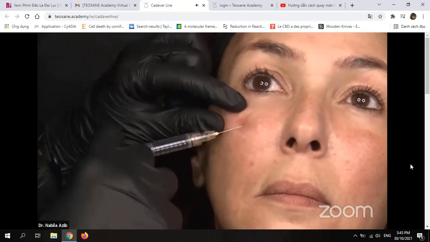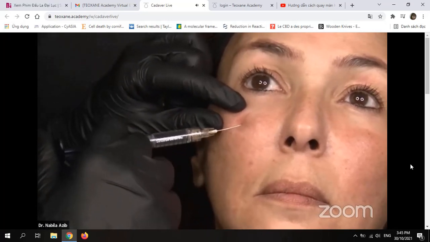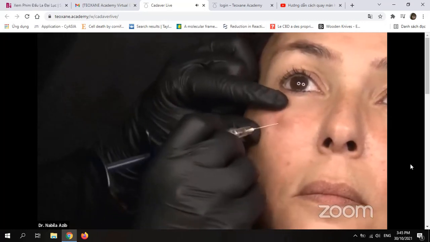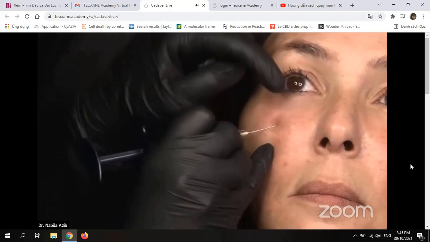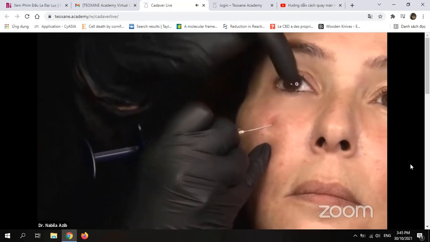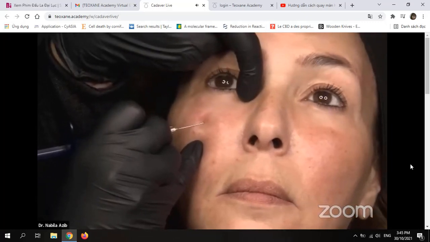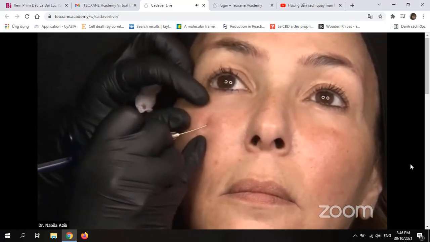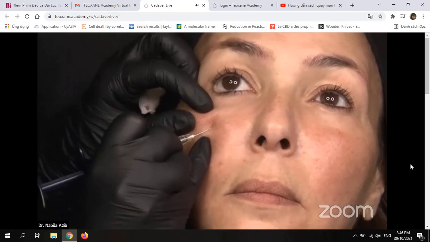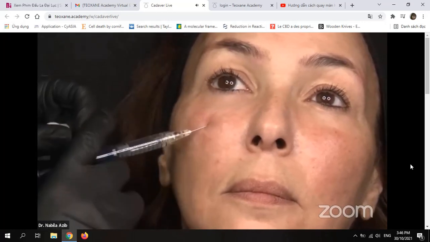In fact, I'm not looking at my syringe. I see the immediate lifting effect that I have. Now the tip of my cannula is here. And then I can inject a third bolus a little bit more medial here. And my patient is perfect and she's so brave.